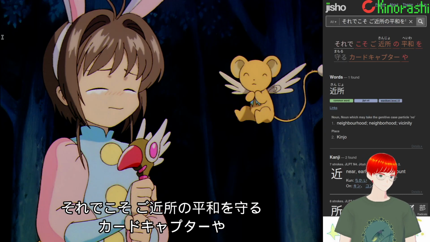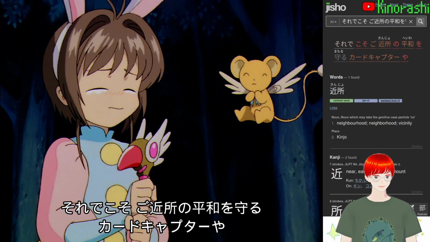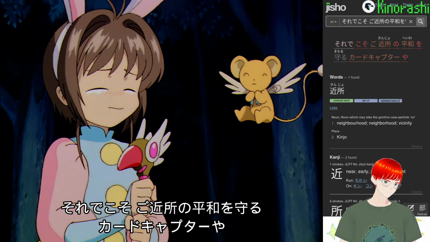Let's see. Explain the grammar of that. Why would that mean that? Sorede koso is a fixed expression meaning that is the quintessential X, just like what you'd expect from X. That's exactly why X is X. It affirms that a specific action or trait is precisely what defines the person or thing being described.